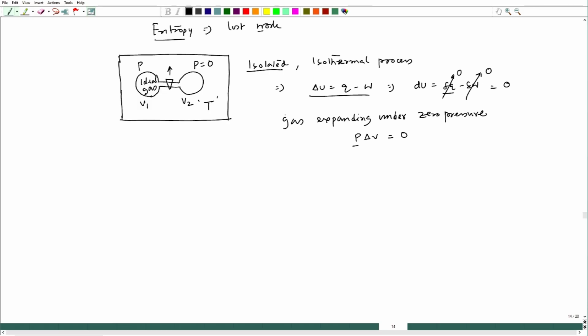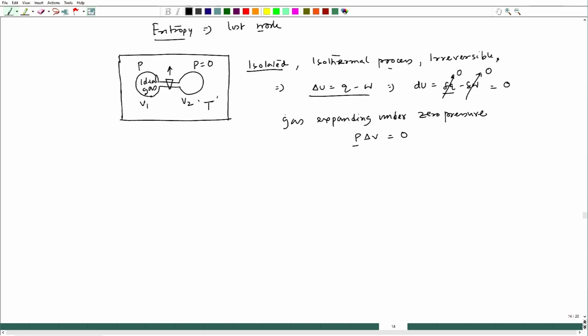And this is a spontaneous, or irreversible, process, isothermal, irreversible. And this is an isolated system, at a constant temperature. Now, what happens? What will be my work done? 0. Heat exchange 0.